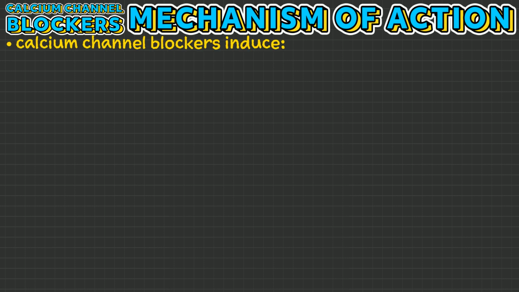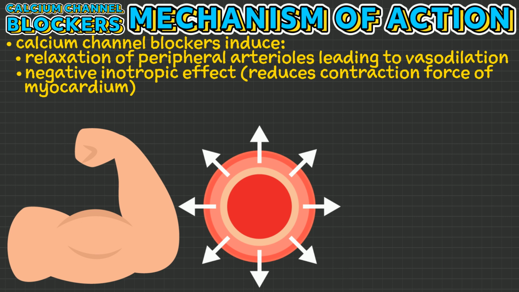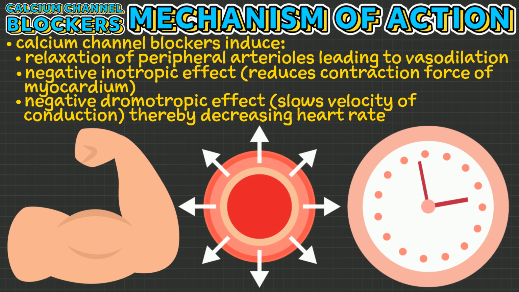As a result of its mechanism, calcium channel blockers induce the relaxation of peripheral arterioles, which ultimately leads to vasodilation. When it comes to the heart, they have a negative inotropic effect, which reduces the contraction force of the myocardium, and a negative dromotropic effect, which slows down the velocity of conduction, thereby decreasing heart rate.